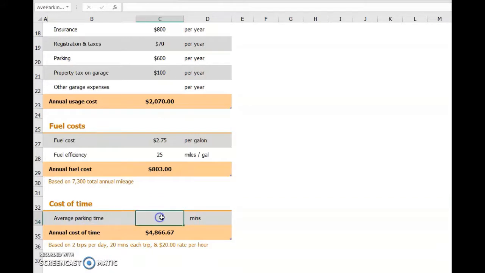Cost of time, if you're parking. Maybe you drive to work every day and you actually have to park it, or maybe you go to the grocery store and, depending on where it's located, you need to pay for parking for whatever reason. We'll keep this low. Let's just say 60 minutes.